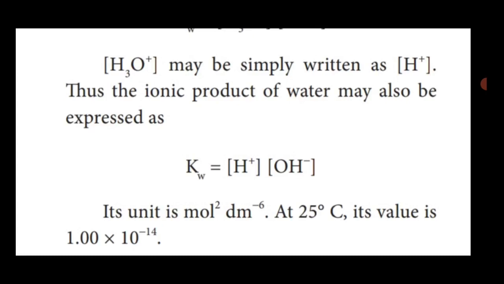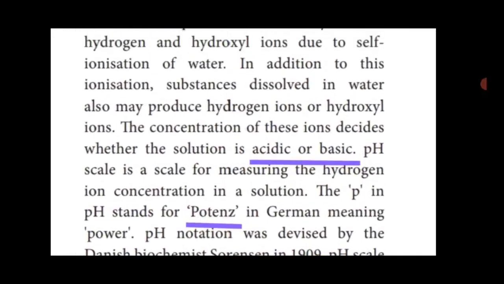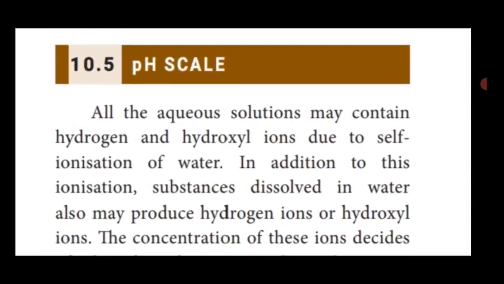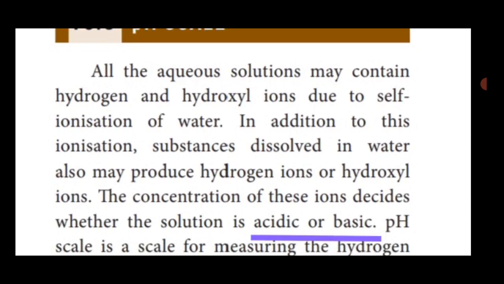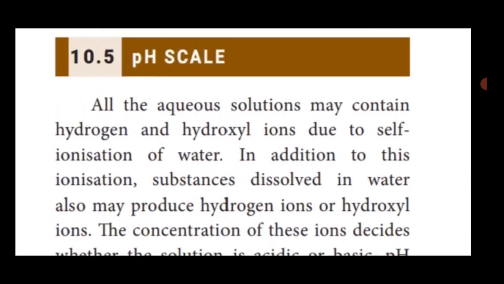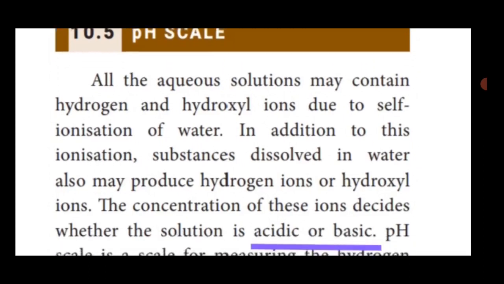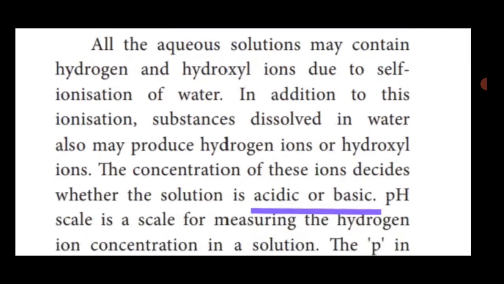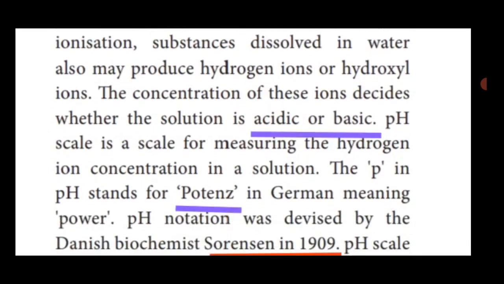Let's see another new topic, pH scale. All aqueous solutions contain hydrogen and hydroxyl ions due to self-ionization of water. In addition to this ionization, substances dissolved in water may also produce hydrogen ions and hydroxyl ions. The concentration of the ions decides whether the solution is acidic or basic.